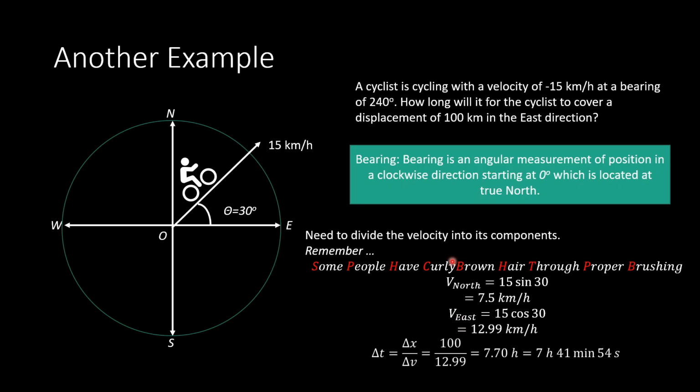Now the question was asking how long it will take for the cyclist to cover 100 kilometers in the east direction only, based on this vector. If you go back to our original speed displacement formula, delta t is equal to delta x over delta v, which is 100 kilometers divided by 12.99 kilometers per hour east, equal to 7.7 hours, or 7 hours 41 minutes and 54 seconds, however you want to write it. That's essentially your answer in this case.